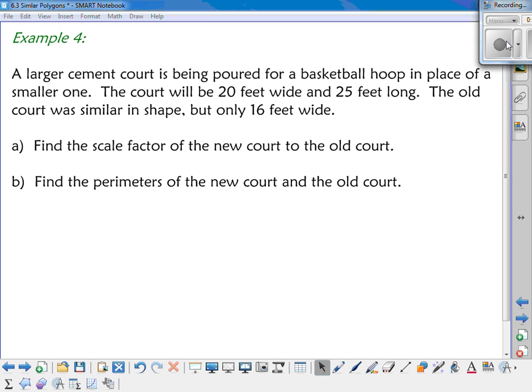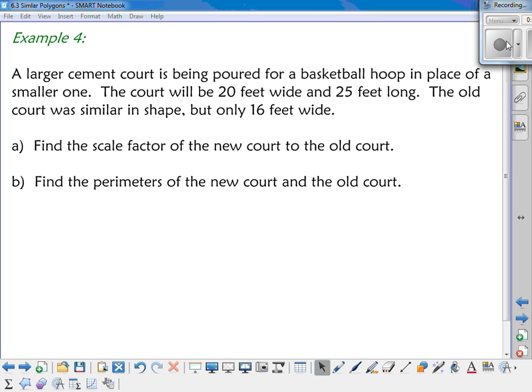Example 4 states that a large cement court is being poured for a basketball hoop in place of a smaller one. The court will be 20 feet wide and 25 feet long. The old court was similar in shape, but was only 16 feet wide. They want us to find the scale factor of the new court to the old court, and then find the perimeters of the new and old courts.